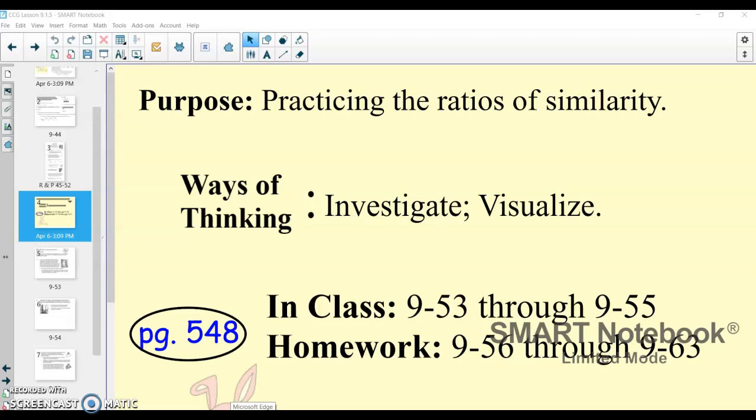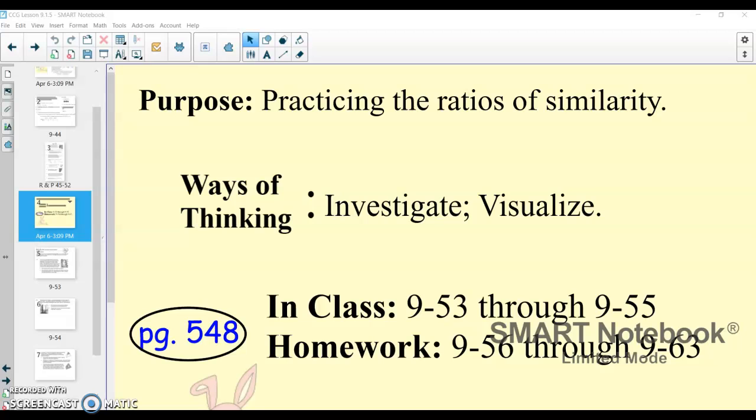Okay, here's the video lesson for lesson 915. In 915, we are going to practice the ratios of similarity, meaning that we are going to practice using linear scale factor, area scale factor, and our new volume scale factor.